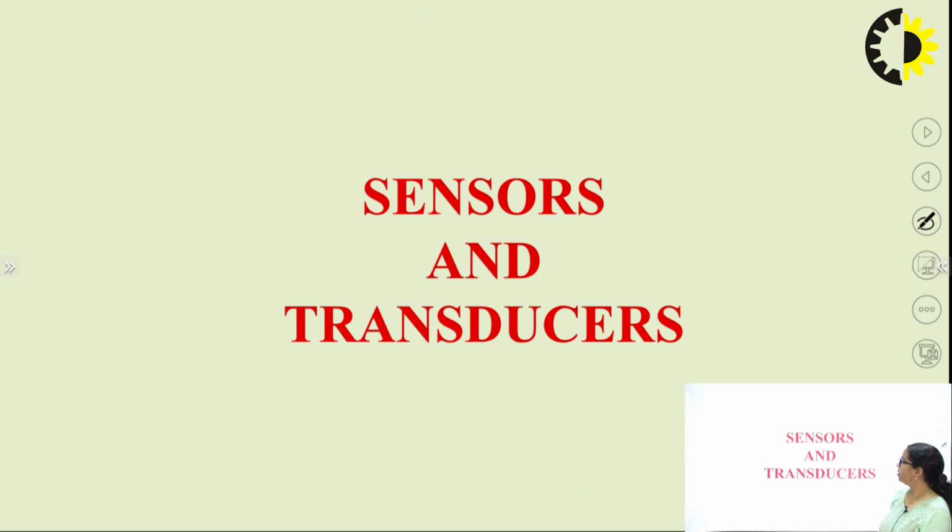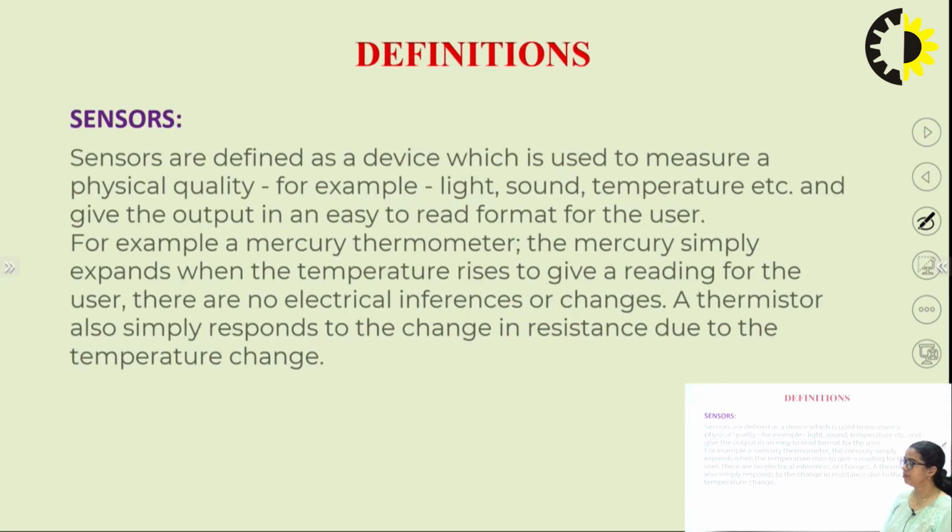Next we talk about sensors and transducers. Sensors are defined as a device which is used to measure a physical quantity, for example light, sound, temperature, etc., and it gives some output in an easy to read format for the user. For example, in a mercury thermometer, the mercury simply expands when the temperature rises to give a reading for the user. There are no electrical interfaces or changes. A thermistor also simply responds to the change in resistance due to the temperature change.